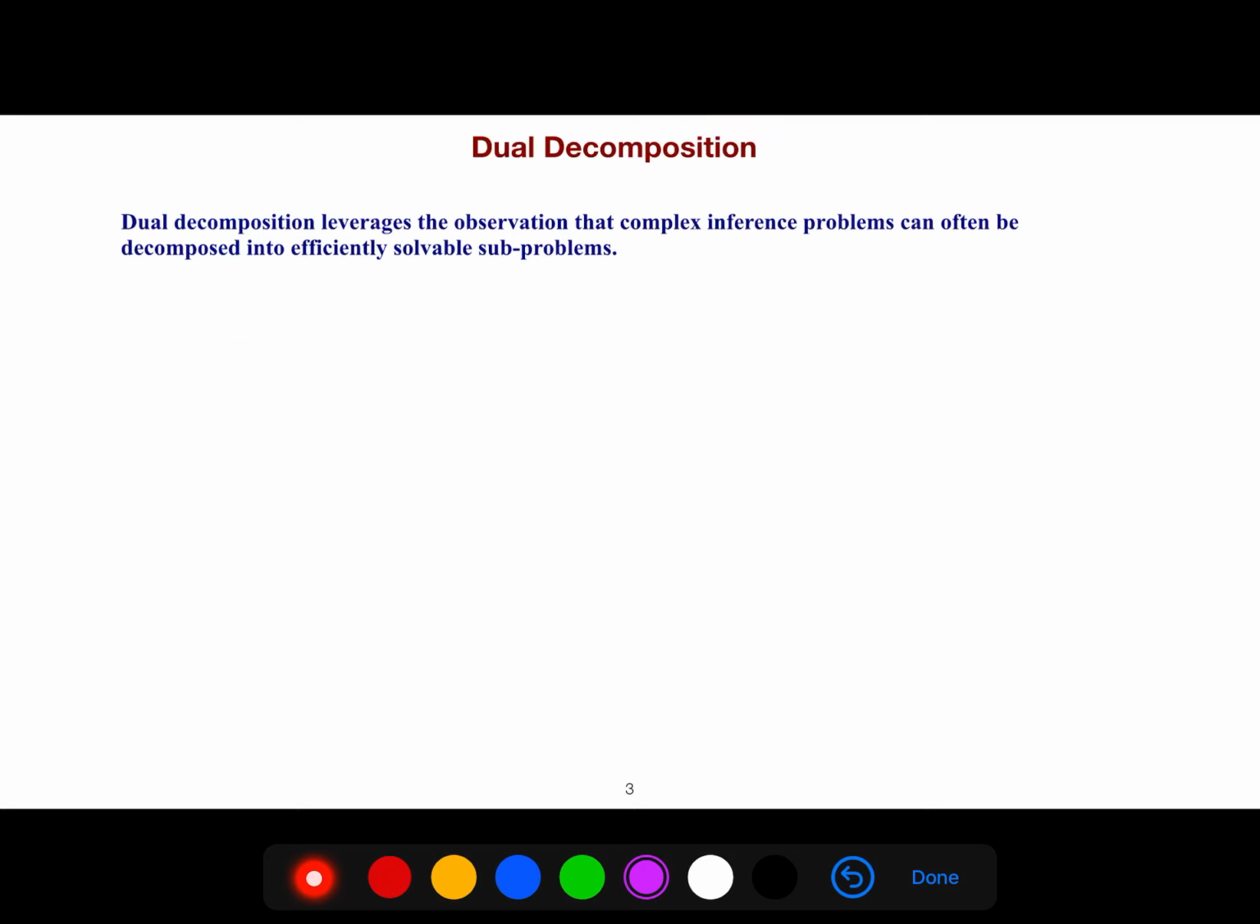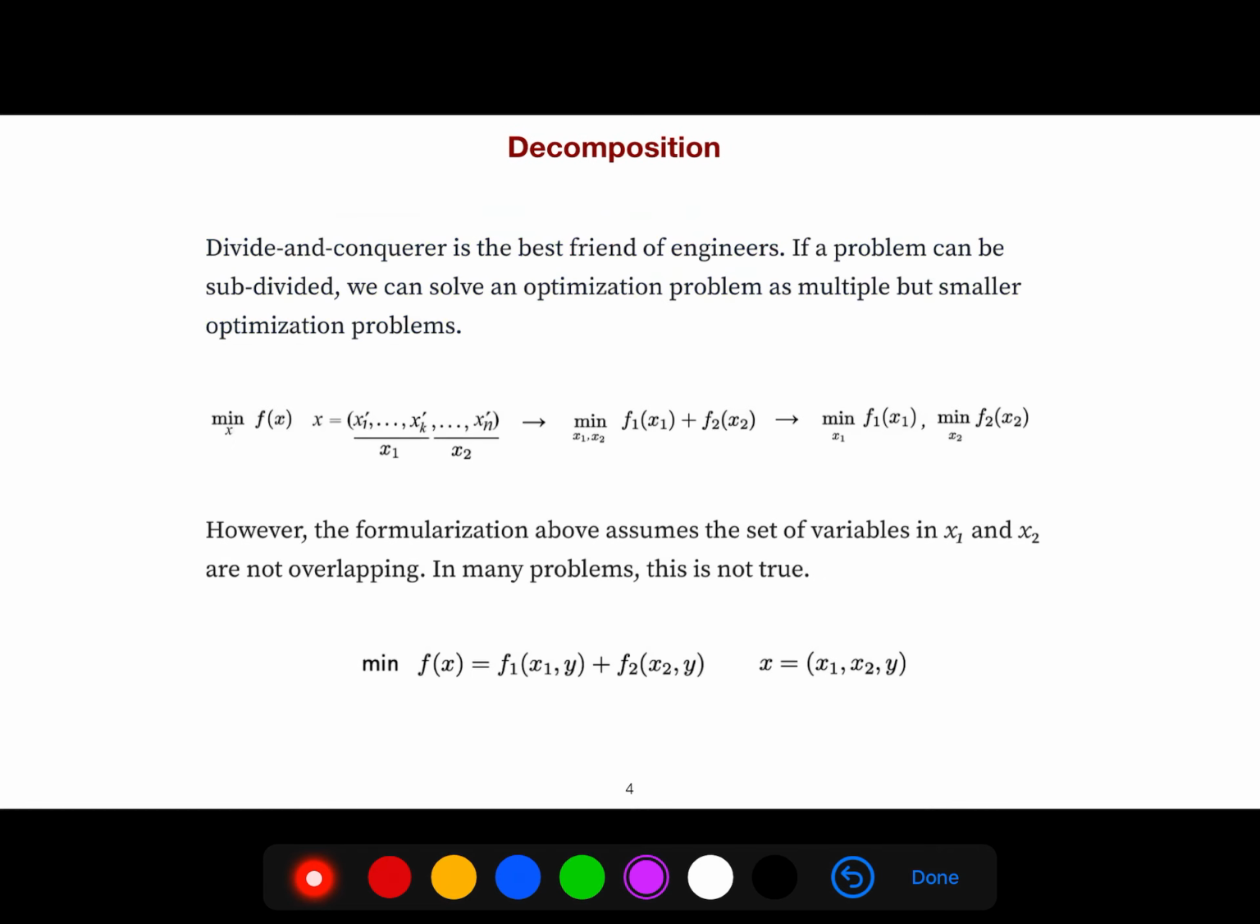Dual decomposition leverages the observation that complex inference problems can often be decomposed into efficiently solvable subproblems. The things that we do in optimization, for example, if you want to optimize the minimum of f of x, we decompose the variables into x1 and x2. And so each one in itself is easy. So we just need a coordinator to relate these two things. That's saying that we should add these two subproblems.